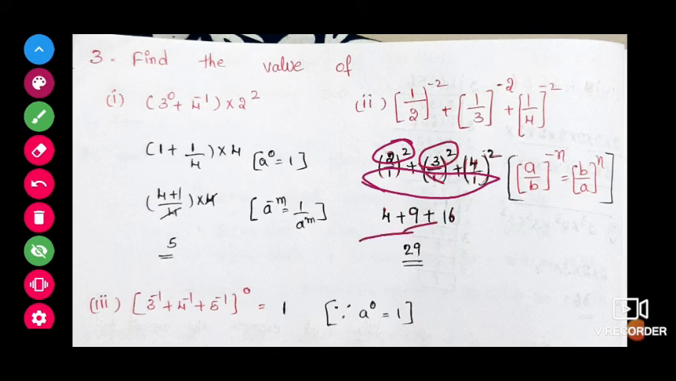3 square. 3 into 3, 9. 4 square. 4 into 4, 16. Now, 4 plus 9 plus 16, 9 plus 4, 13 plus 16, 29 is the answer.